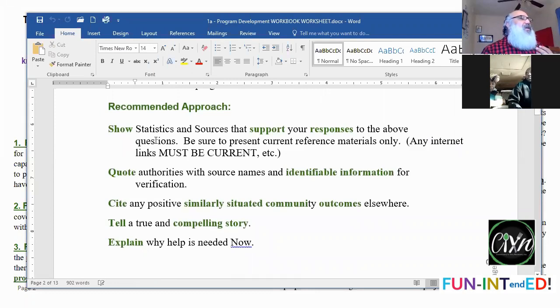Again, we recommend that you use statistics when you respond to the questions above, that you quote authorities, and that you cite outcomes somewhere else, if you have them. If there's nothing, it's okay to say, this thing is not being monitored by anybody. We really need to get in there and see what's going on.